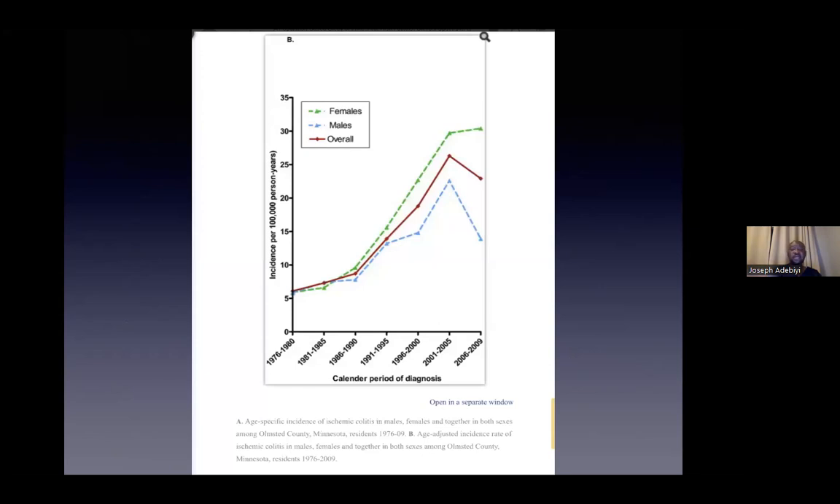So if you look at this age-related incidence over time, you can see that most of the patients are older patients and females, and the numbers have actually increased in the last couple of years.